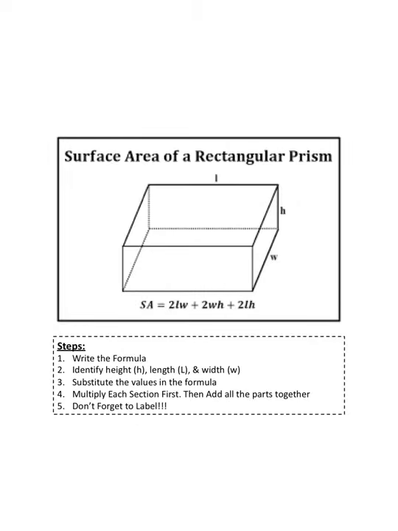Alright, just to remind you, here's the formula for surface area. It is surface area equals 2 times the length times the width plus 2 times the width times the height plus 2 times the length times the height. And then here are the steps for finding surface area. Remember, surface area is like wrapping a present. How much wrapping paper do I need to cover the whole box?